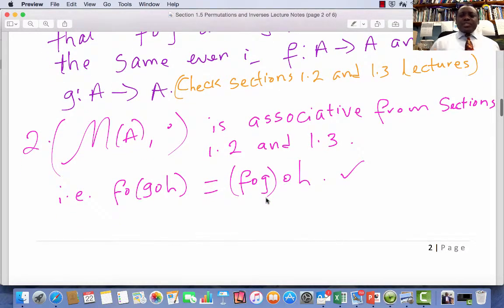Number two, what about associativity? Yes, go back to sections 1.2 and 1.3. We did prove that F composed with G composed with H was the same as F composed with G composed with H, grouped differently. So MA under the operation composition is associative.